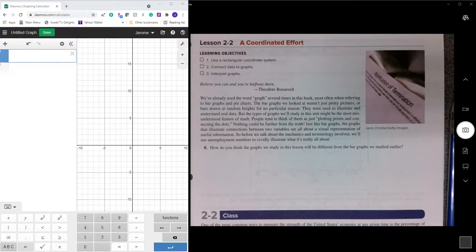Hello, students. We're about to start section 2.2 on page 139 in your course pack. It says lesson 2.2, a coordinated effort. The learning objectives are to use a rectangular coordinate system to connect data to graphs and interpret graphs. It says believe you can and you're halfway there. Theodore Roosevelt.